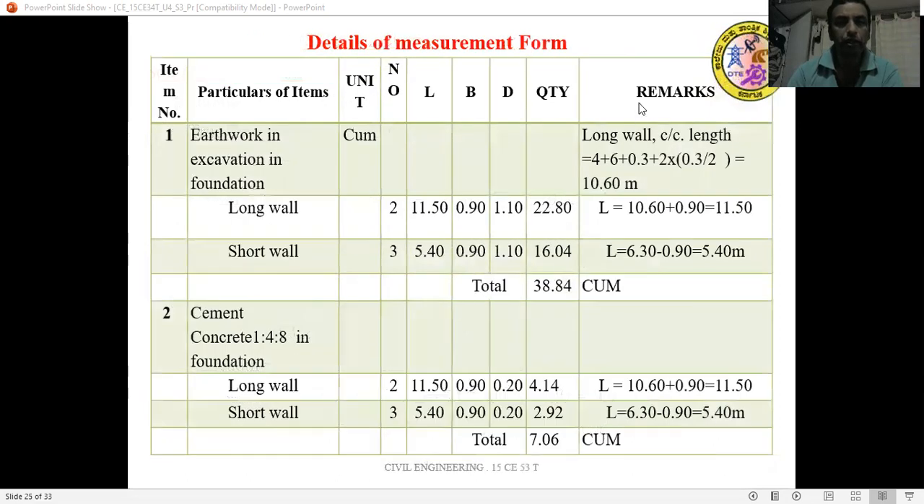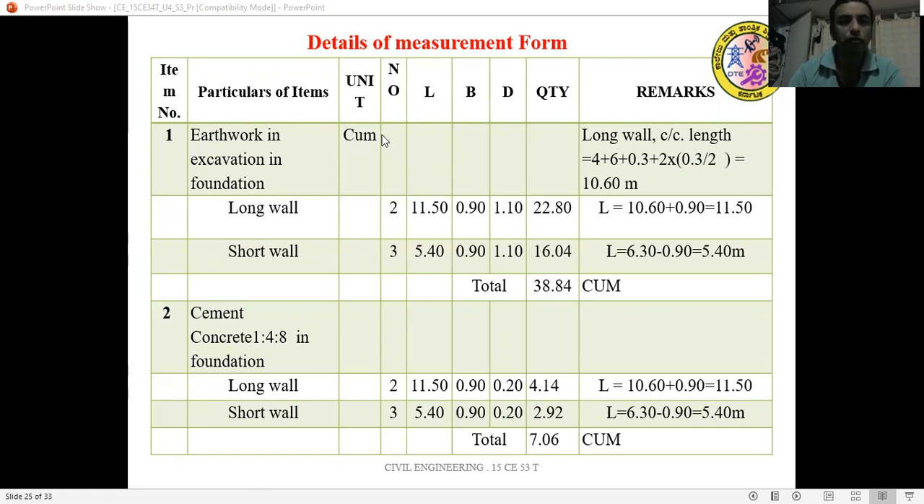Next, this is the detailed form for filling in whatever quantity has already been calculated. Here the tabular column is drawn like this: item number; second column is particulars of item; third column is unit; the fourth ones are number, length in meter, breadth in meter, depth in meter, quantity, and finally the column is remarks. You just have to fill in whatever quantity has already been calculated into these columns. You see, item number one is earthwork excavation.